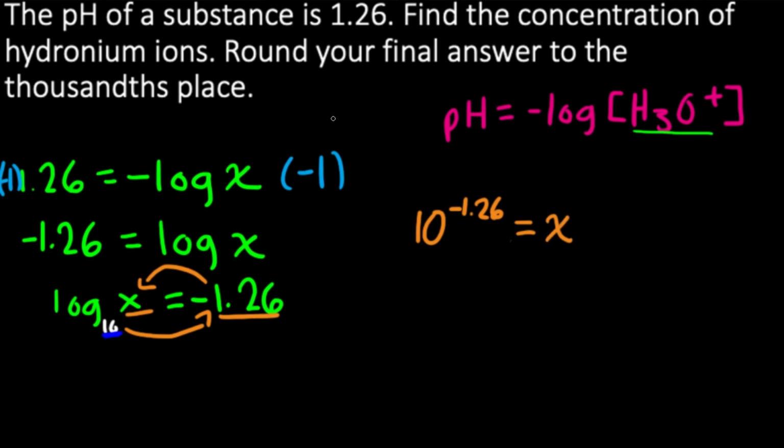So finally, you just want to put the expression on the left side of that equation into your calculator. So 10 to the negative 1.26 power. And that, rounded to the thousandths place, is 0.055. So 0.055 equals x. So the concentration of hydronium ions is 0.055 molar.